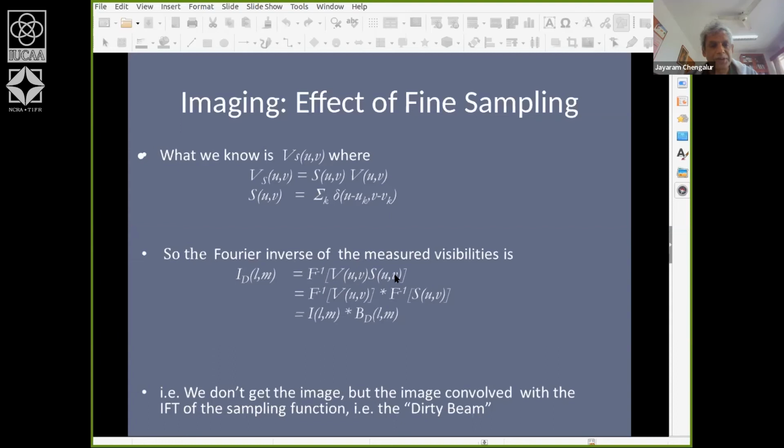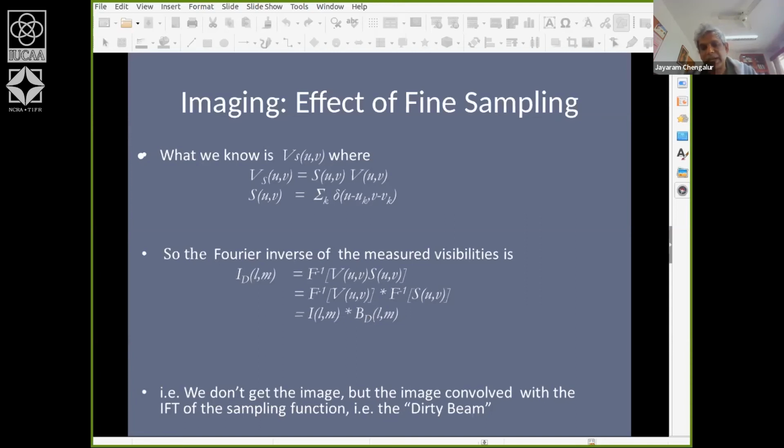And, for those of you who've done Fourier transforms, the net result is that it would be the convolution of the Fourier transform of the true visibility function with the Fourier transform of the sampling function. So the Fourier inverse of the true visibility function is the true image that I want, I(l,m), but that's not what I measure. I measure I(l,m) convolved with some particular function, which is the inverse Fourier transform of the sampling function, which in the jargon is called a dirty beam, right?